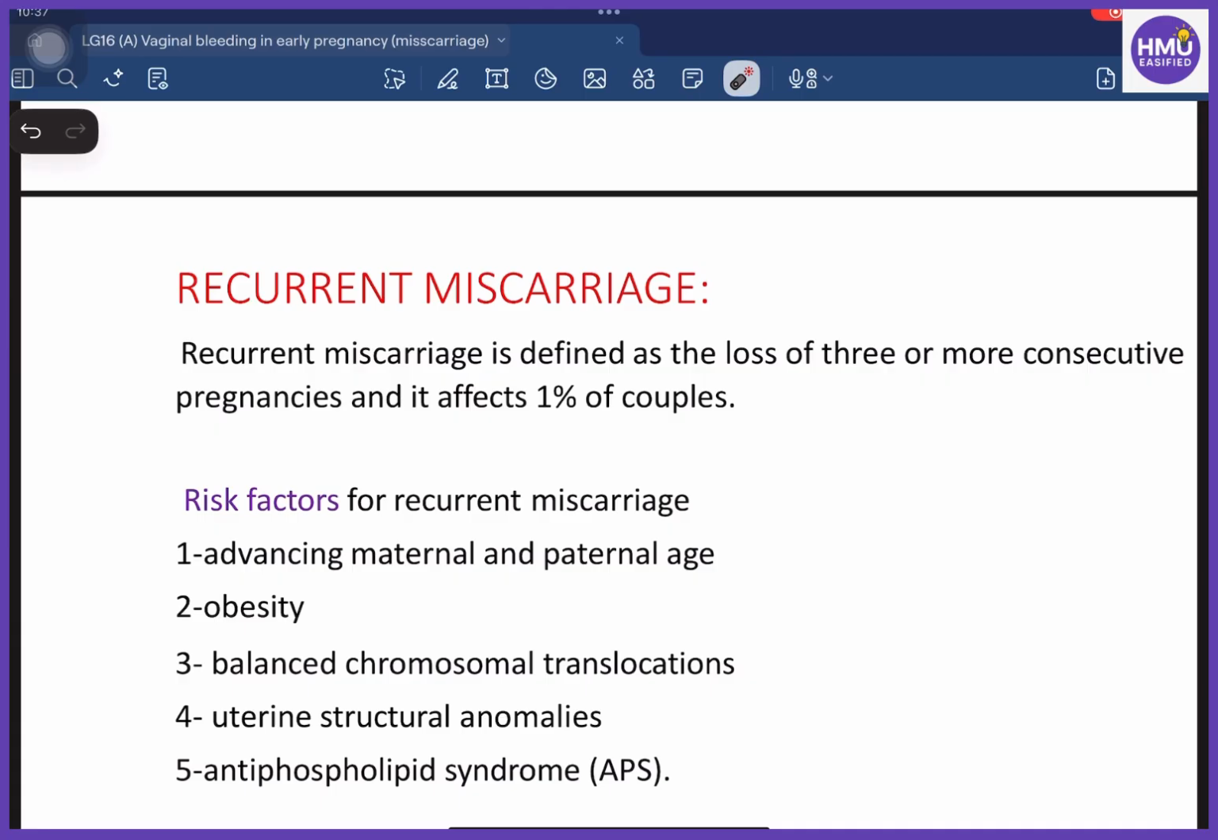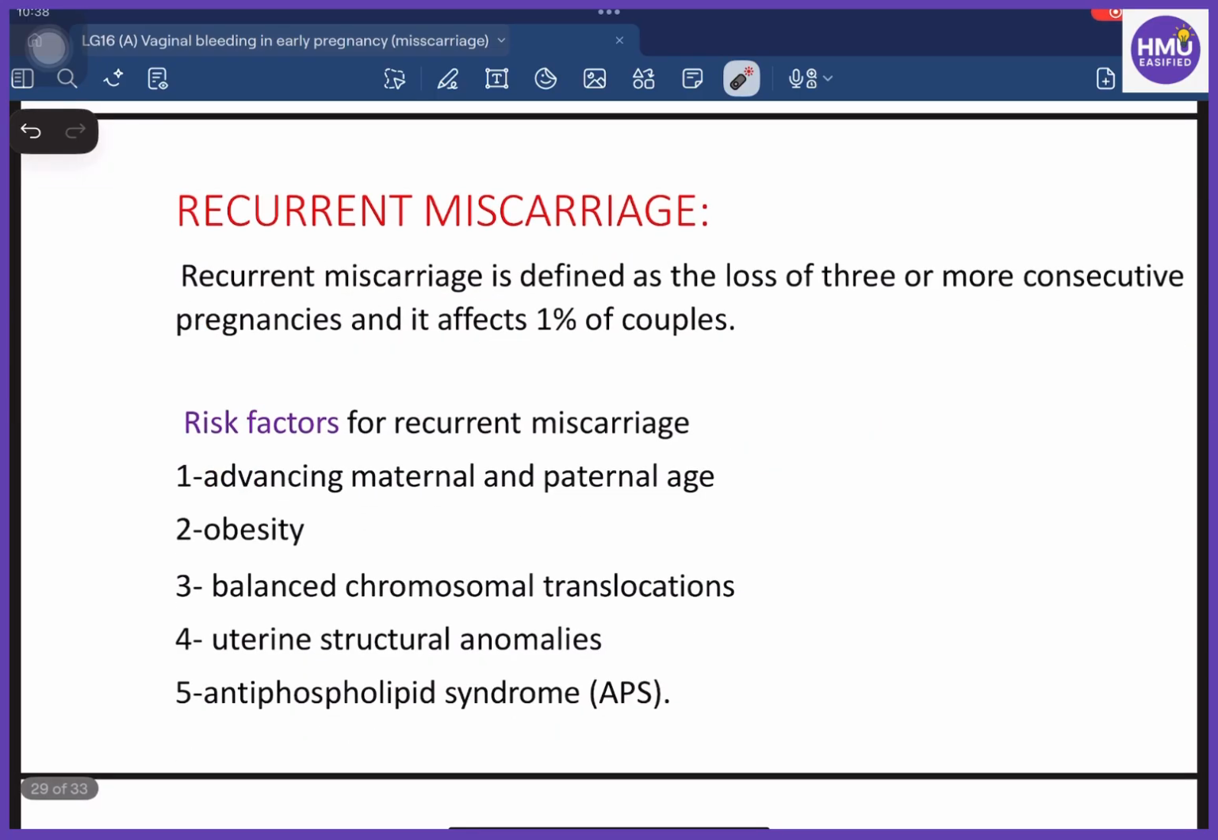I've undergone a miscarriage, and once more I've undergone a miscarriage, then that's not recurrent miscarriage. Recurrent literally means one after another, consecutively, with no viable pregnancy in between.